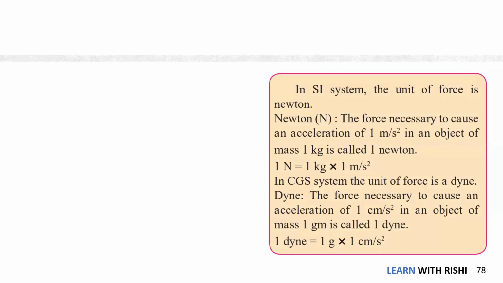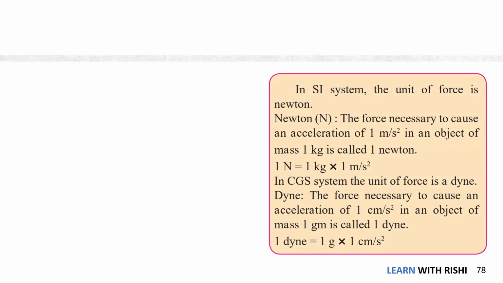In SI system, the unit of force is Newton. The force necessary to cause an acceleration of 1 meter per second square in an object of mass 1 kg is called 1 Newton. Now here we have the definition of 1 Newton. What is 1 Newton force? So 1 Newton force is nothing but a force applied to an object so that the object will be accelerated with 1 meter per second square and the mass of the object will be 1 kg.